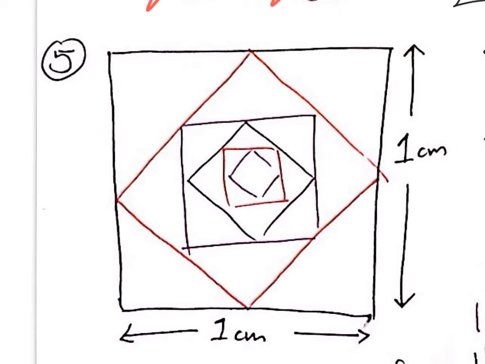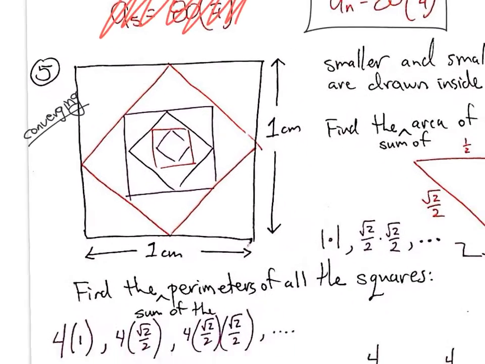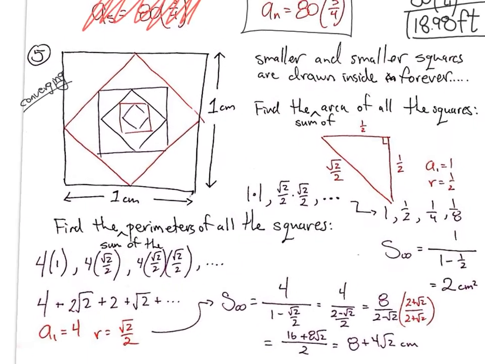So what we're trying to do is figure out if we were to add up the area of this plus the area of this plus the area of this plus the area of this plus the area of this plus the area of this, and keep going forever, what would we actually get? And because the squares get smaller and smaller and smaller, we say this is a converging series, and we'll actually find some value. And we're going to do the same for the perimeters of all of the squares inward to infinity.